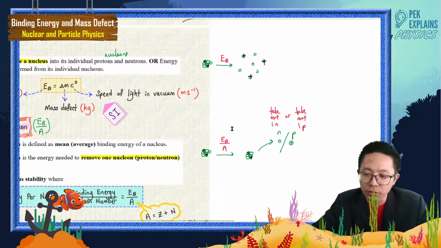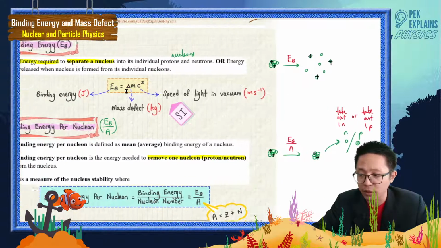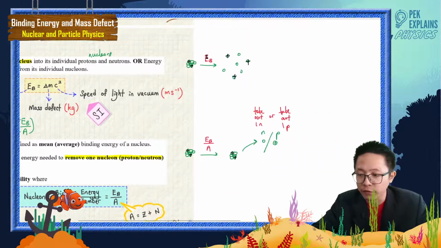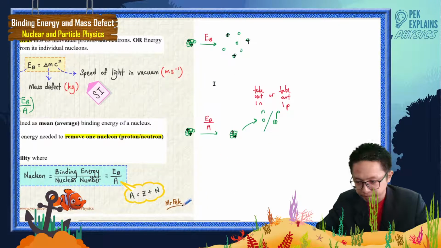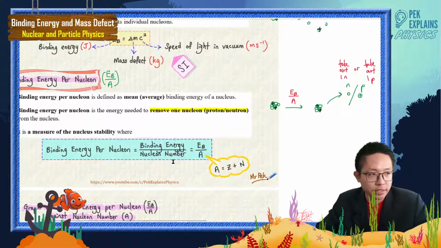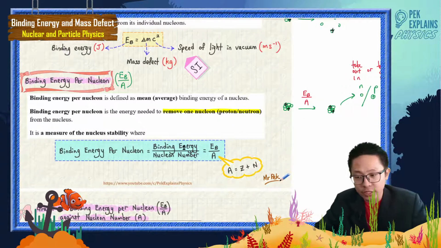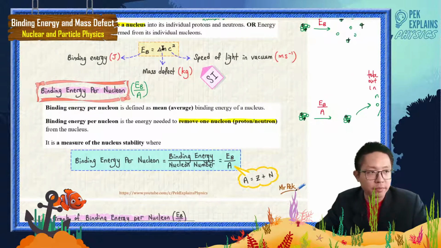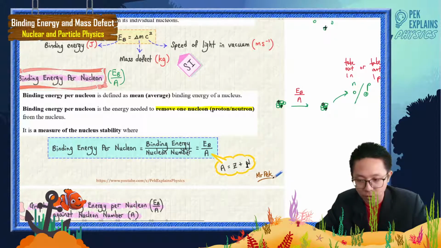So how do we get this binding energy per nucleon? We take the binding energy we calculated from delta mc square just now, and divide by the mass number, or the nucleon number. What is A? A is called the mass number, or the nucleon number. This is the formula: binding energy per nucleon is delta mc square divided by the nucleon number. A is the nucleon number, which is the proton plus neutron.